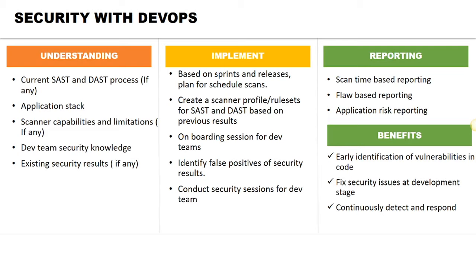Again, in implementation, identifying false positives in security results is part of it. Ideally, it should be automated as much as possible. The last one in the implementation phase is conducting security sessions for the dev team. This is a very important step. It is the responsibility of the security champion or security professional in the project to conduct security sessions for the dev team, make them aware, and train them on how a security bug can arise and how they can fix it.